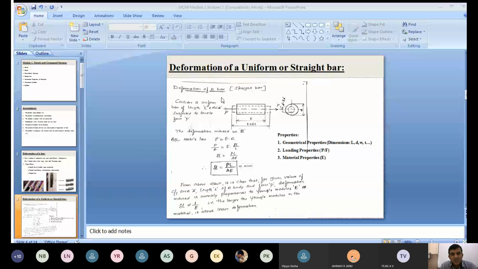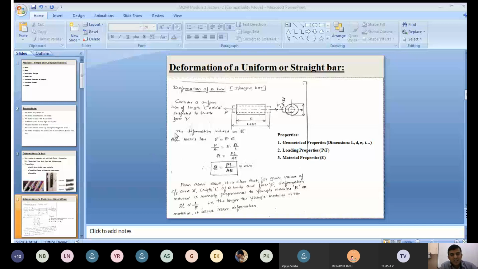What is the load here? P. What is the cross-sectional area? A. That is a circular cross-sectional area, pi by 4 d square. If you want, you can apply that also. But here, in general, I take the cross-sectional area as A. That is equal to Young's modulus, as it is, I kept here E.